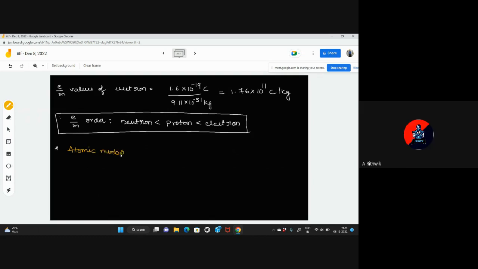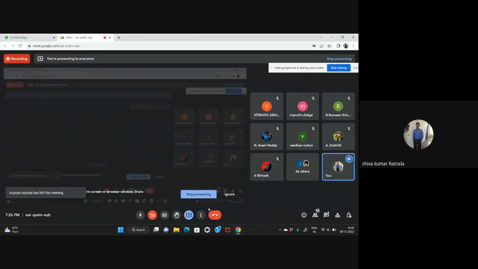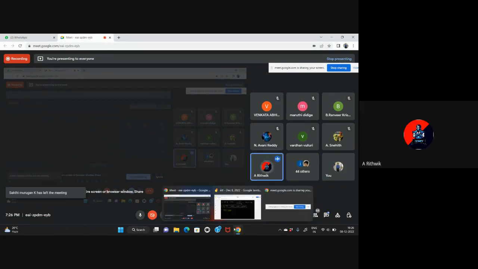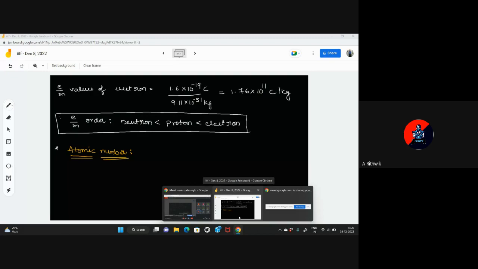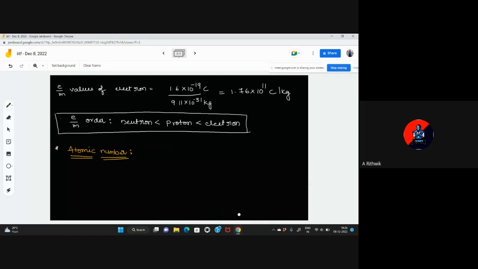Sir, I have a doubt. Tell me. Sir, the specific charge of neutron is 0, so it has to be less than proton and electron, no, sir? That is what I have written. Neutron I have written first, in increasing order. Oh, yes, sir.